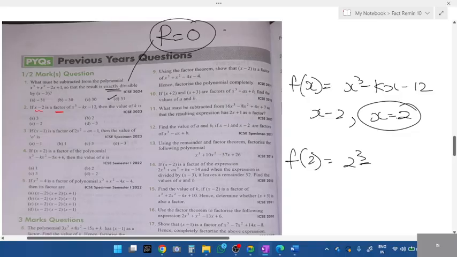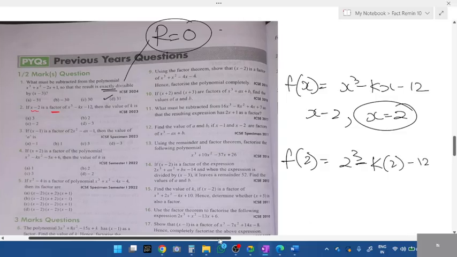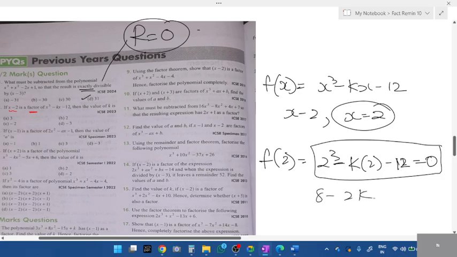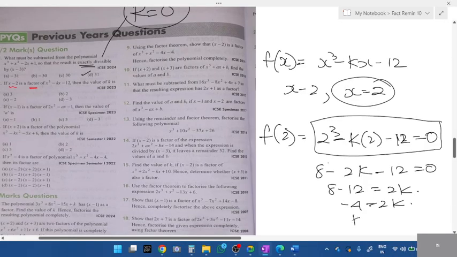2³ − k × 2 − 12. And what is the remainder? If it is a factor, the remainder should be 0. This is the equation. Remember this, whenever the word factor is given, students, for factor always go with 0. 8 − 2k − 12 = 0. Shift −2k to the other side. 8 − 12 = 2k. 8 − 12 is −4, equal to 2k. What is the value of k, students? Very good, −2. −4 divided by 2 is −2.